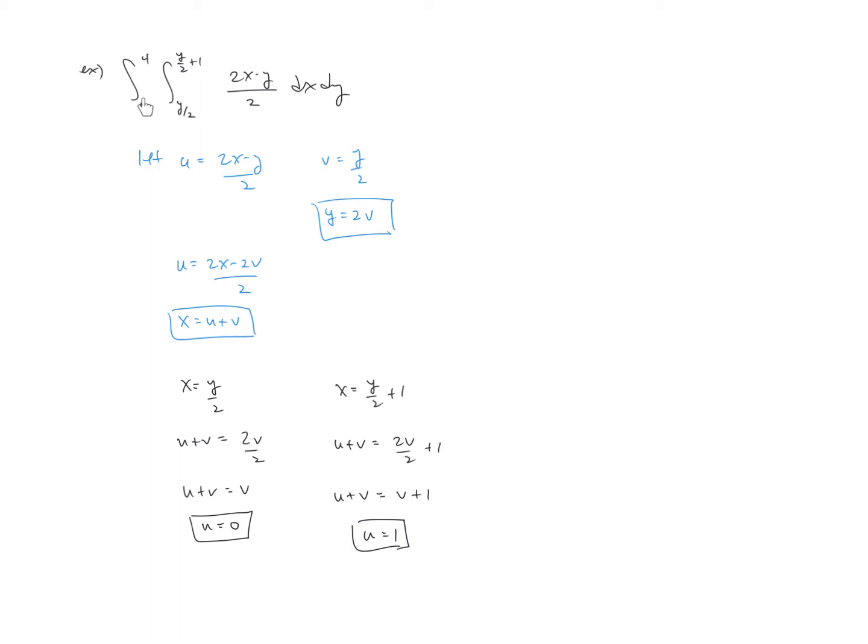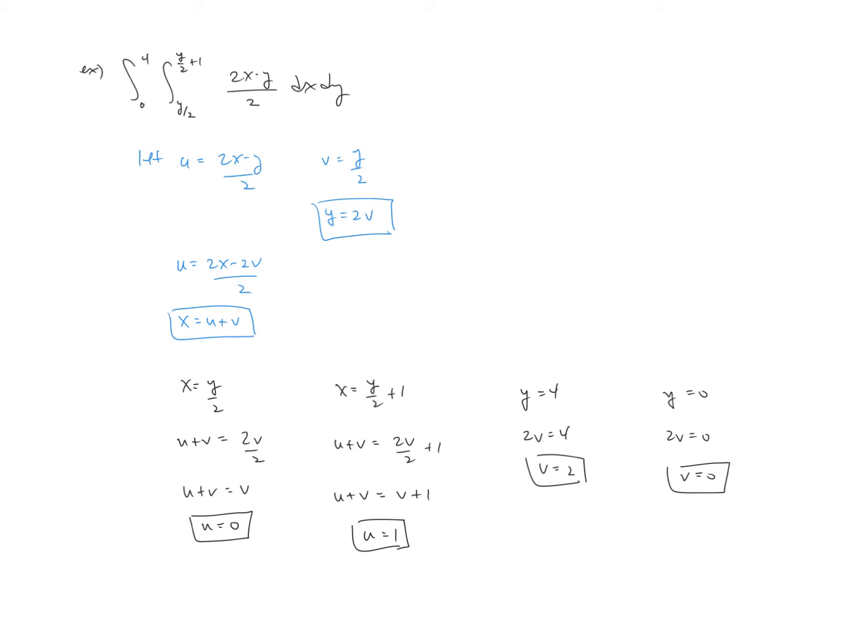Now we'll move over to these. These are going to be y's. Y equals 0 and y equals 4. If we do y equals 4, we know that y equals 2v. So 2v equals 4, therefore v equals 2. Similarly, if we let y equals 0 from this guy, then 2v equals 0 and v equals 0. So there sits our bounds.